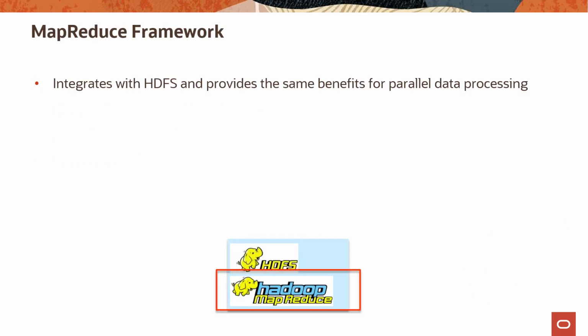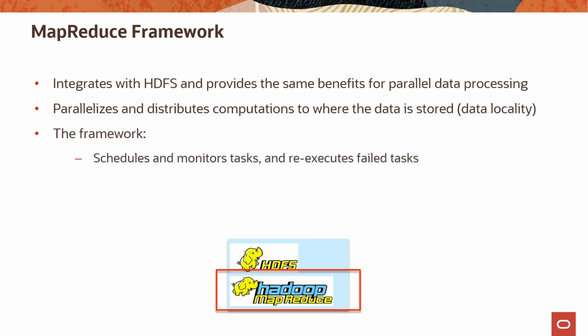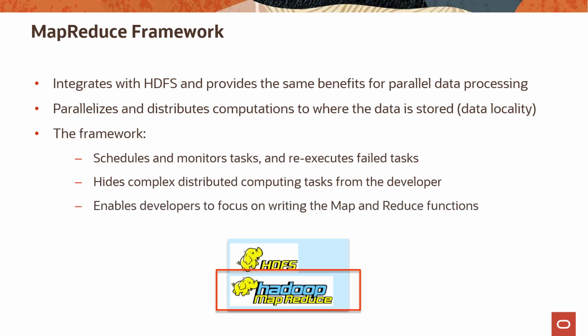The MapReduce Framework integrates with HDFS and provides the same benefits for parallel data processing. It parallelizes and distributes computations to where the data is stored. Replication increases availability and increases opportunities for data locality. It is more efficient to move the computation closer to where the data is located rather than moving the data to where the application is running. The framework schedules and monitors tasks, hides complex distributed computing tasks from the developer, and enables developers to focus on writing the map and reduce functions.